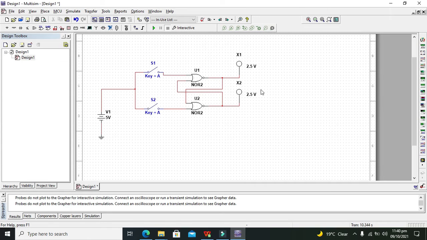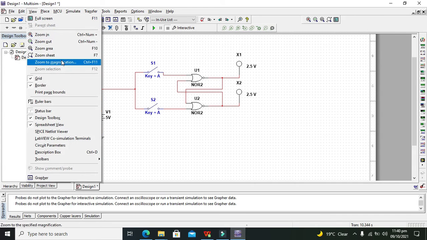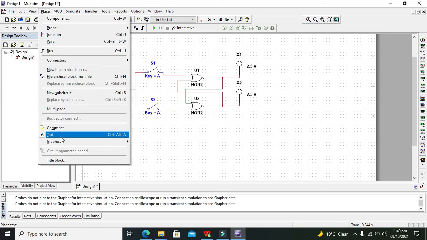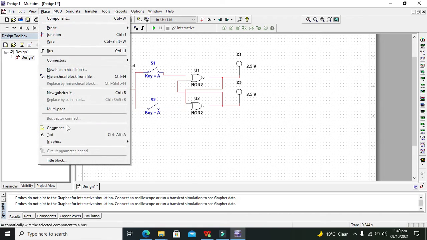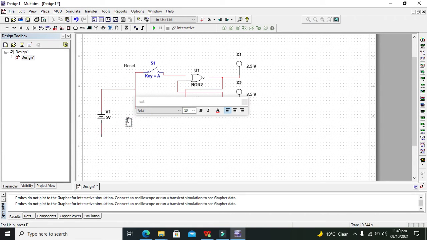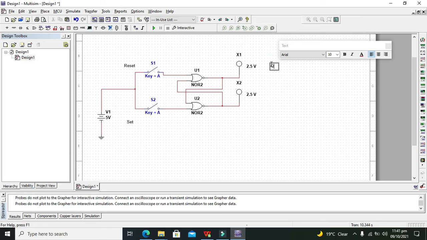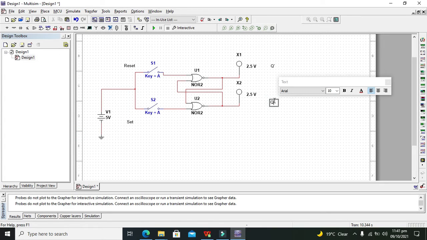Now we will give names to the inputs and outputs, and for it we can go for our text. So this is reset and this input is considered as set. Again, take the text and write here set. This is Q bar, that is the output. That is the Q bar. And the lower one is Q.